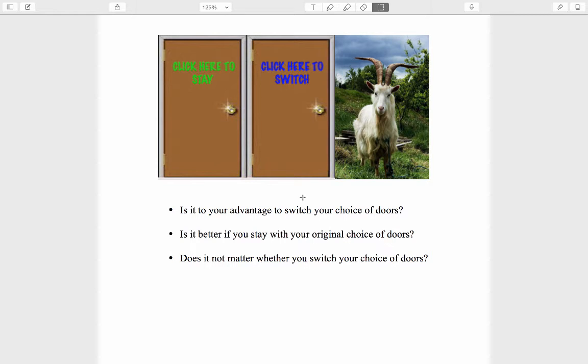Now think about this for a minute. Which do you think is correct? Do you think it's better to switch? Do you think it's better to stick with your original choice, or do you think it doesn't matter? Take a moment and think about that.